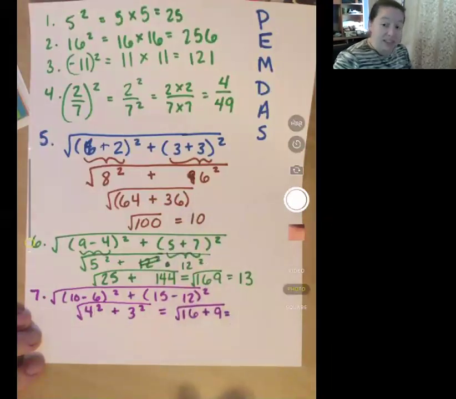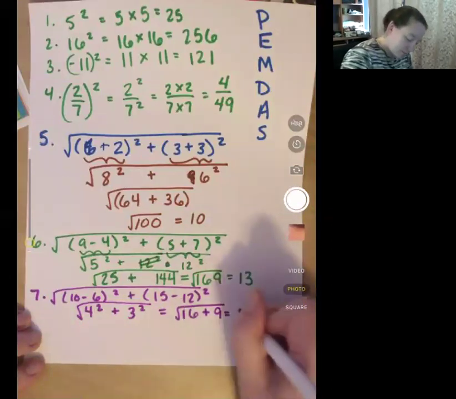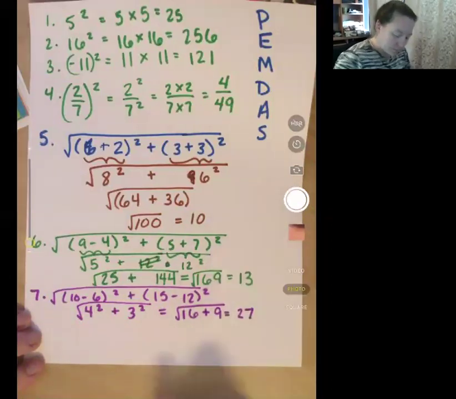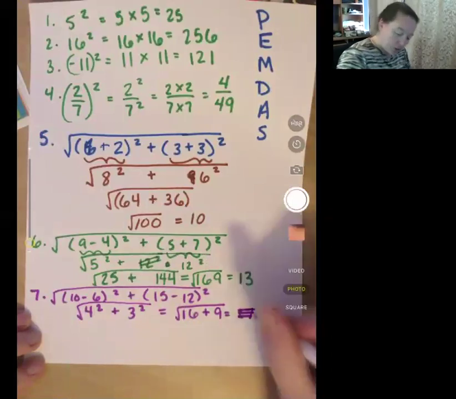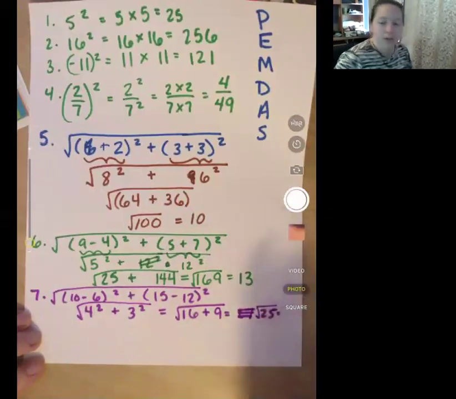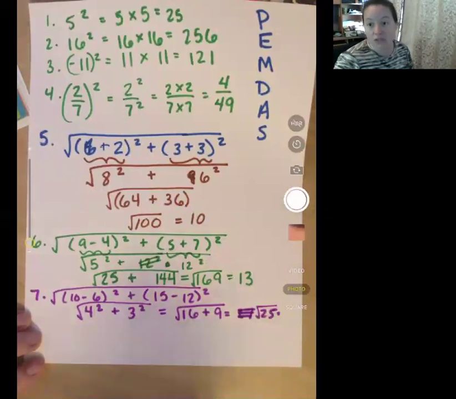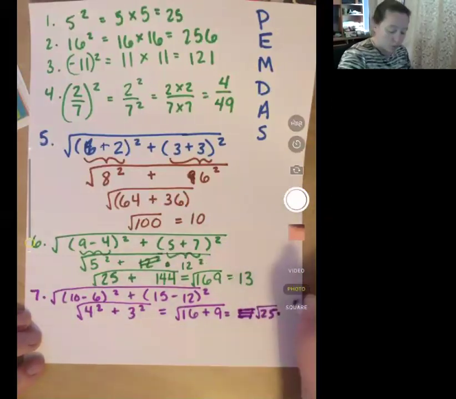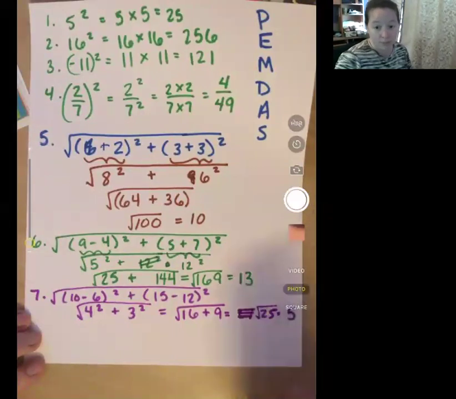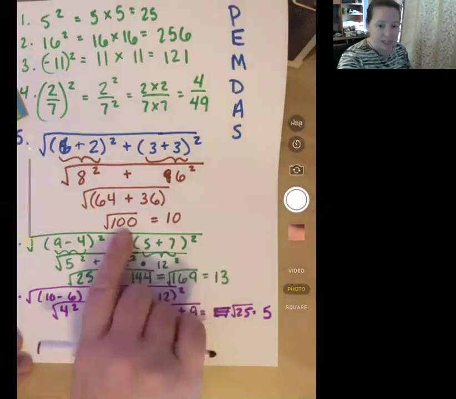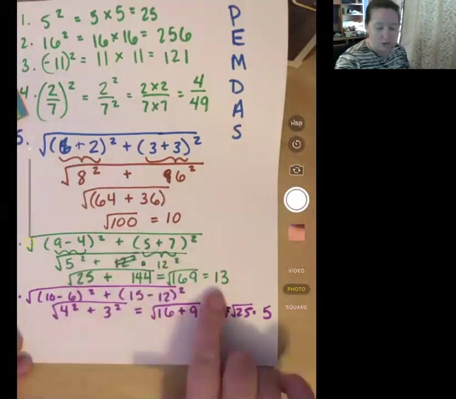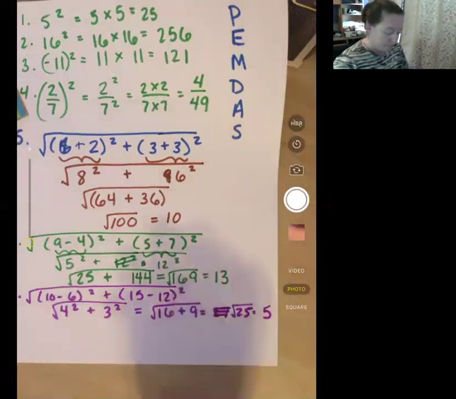16 plus 9 is 27. No, not 27. 25 is 25. So we have the square root of 25. Square root is literally what times what is equal to that number. 5 times 5 is equal to that number. So the square root of 25 is 5. Okay? Because 5 times 5 is equal to that number, just like up here. 10 times 10 is equal to 100. 13 times 13 is equal to 169.